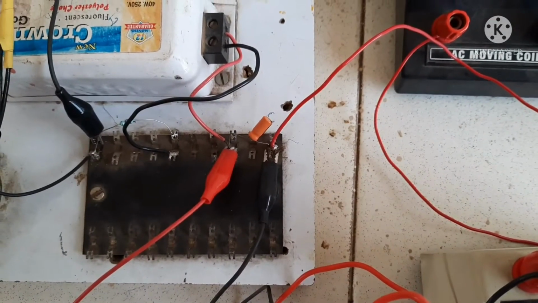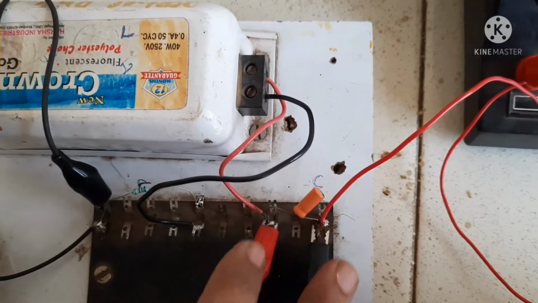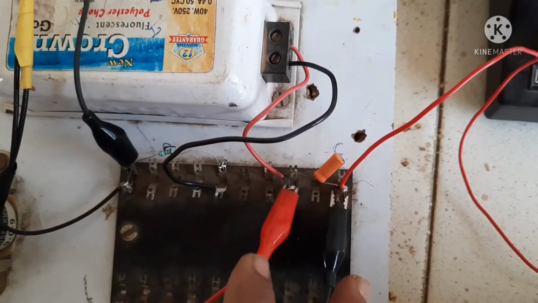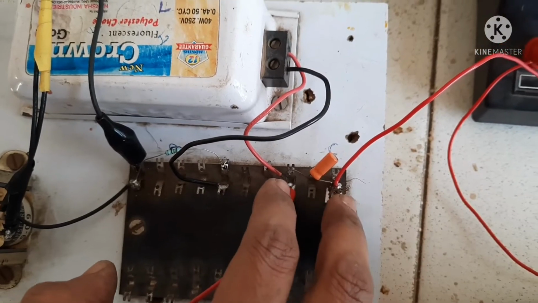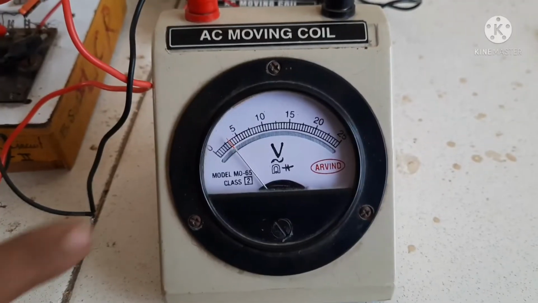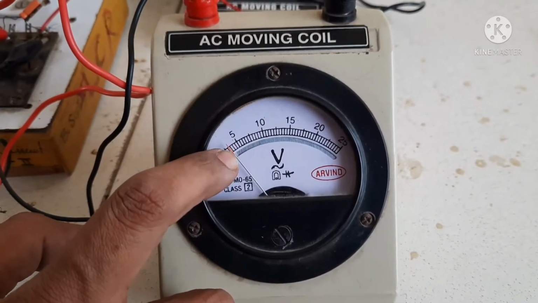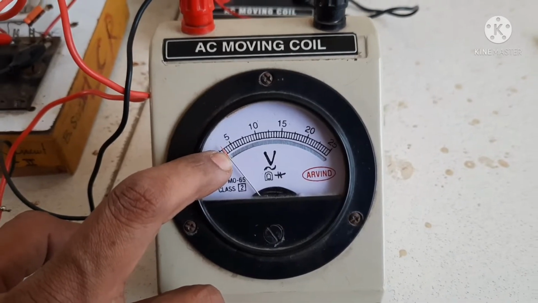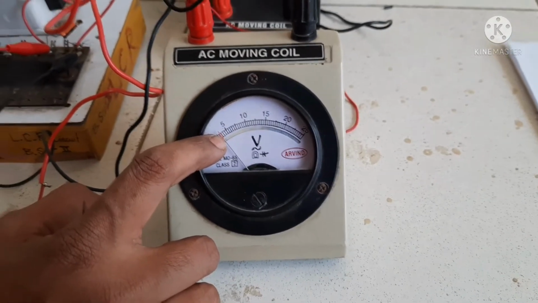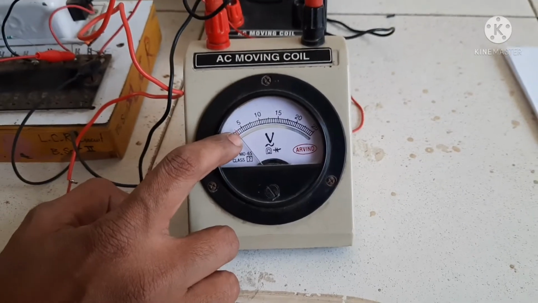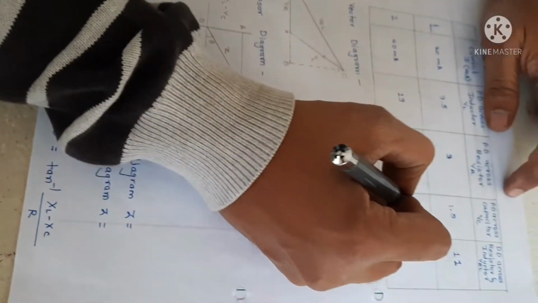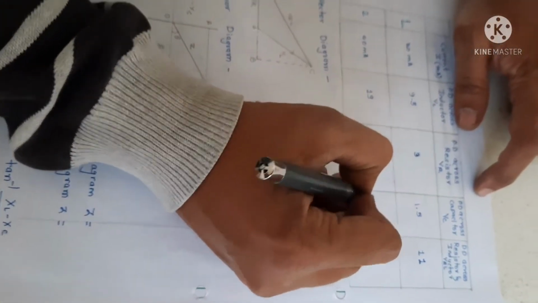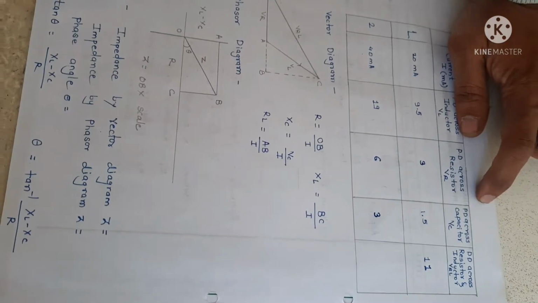Now in order to measure the potential difference across the capacitor, I will connect the two probes of the voltmeter across the capacitor, and okay, how much potential I am getting is 3 volt. That is the potential difference across the capacitor, that is VC, is 3 volt. I am going to write VC is 3 volt.